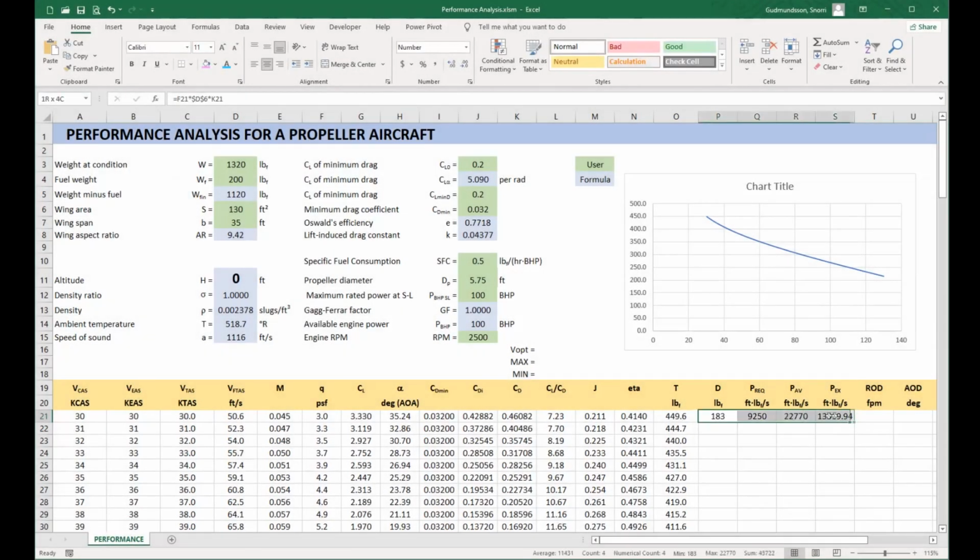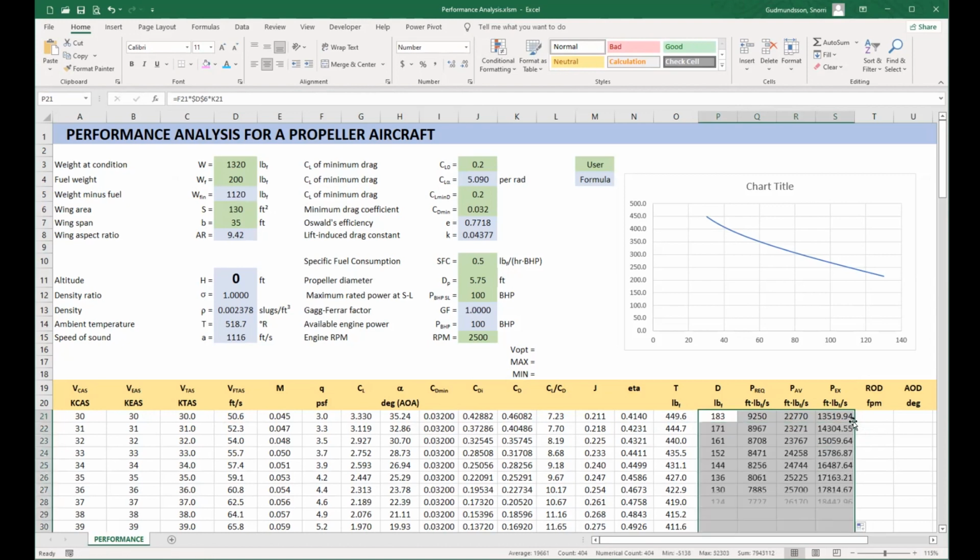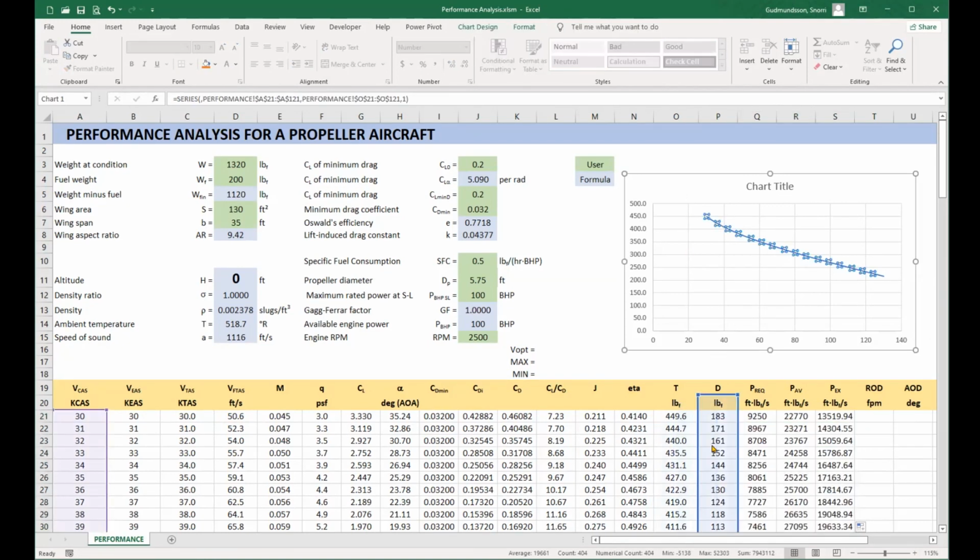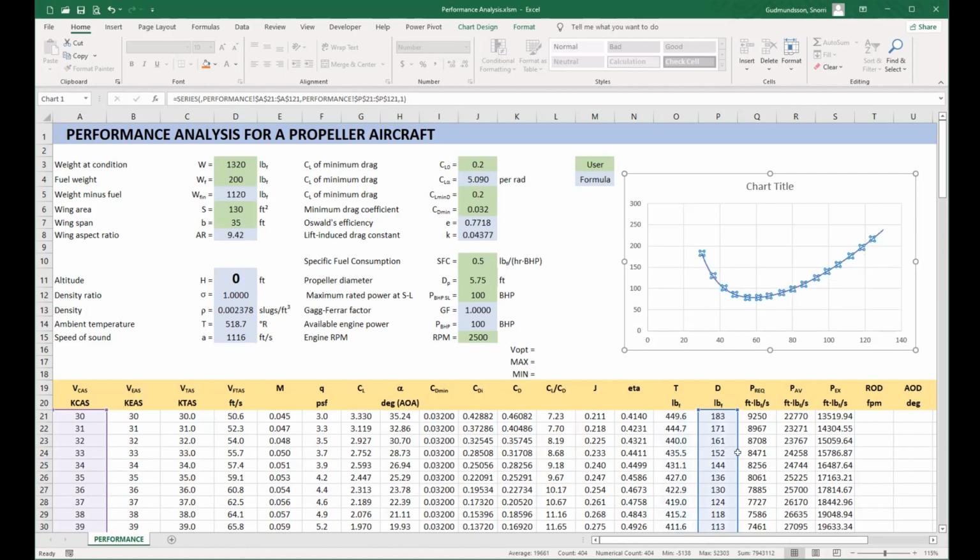If the excess power is negative, then the opposite will happen. The airplane will lose altitude or decelerate, or a combination of the two. Now let's check how the drag changes with airspeed. You can see there's a distinct minimum.